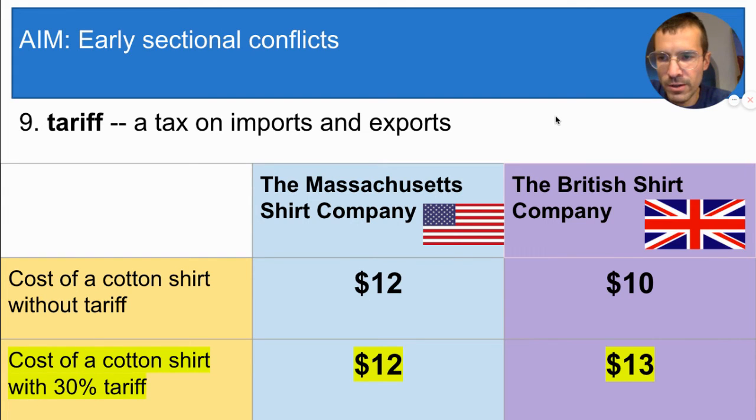With the 30% tariff, the shirt from the Massachusetts Shirt Company will still cost $12. The price didn't change because those shirts aren't imported. They're made in America, so there's no tariff added. It's not an import. The London shirt, however, from the British Shirt Company, now costs $13. That's the original $10 plus the 30% tax on imported goods. So now the Massachusetts Shirt Company is $12, and customers buy that shirt because it's cheaper. And the factory owners in Boston are very happy.